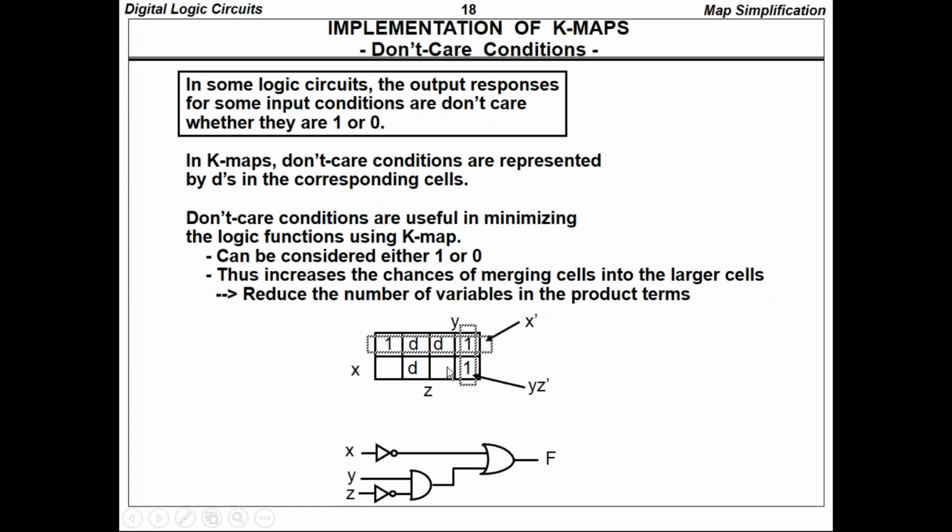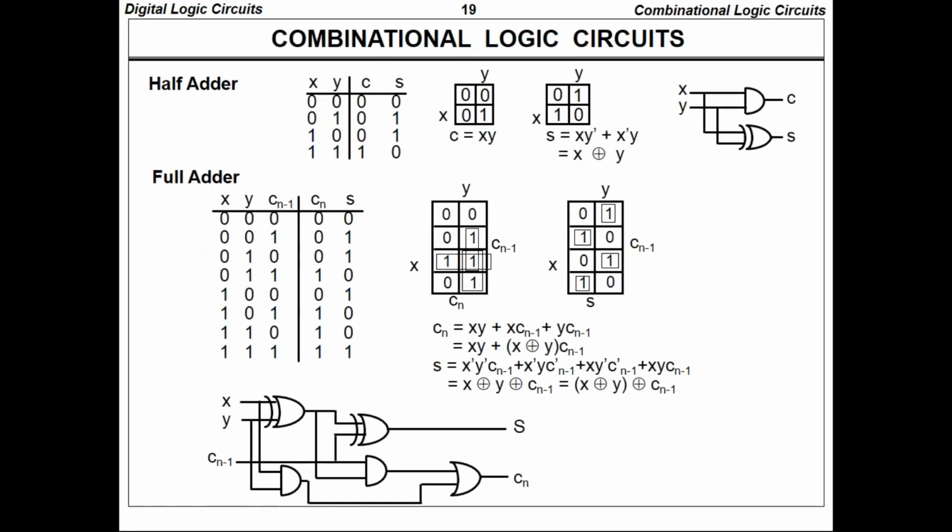So for don't care conditions, if we consider that value as 1, it is only when grouping is possible. Otherwise, we consider that D as 0. So next is combinational circuits.